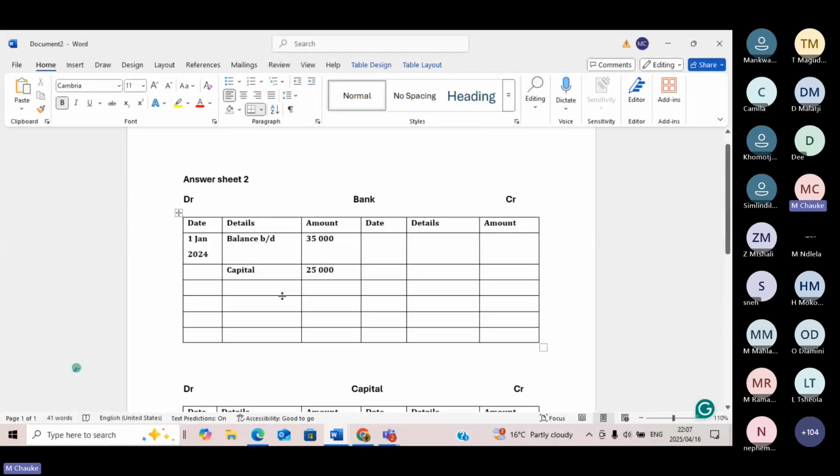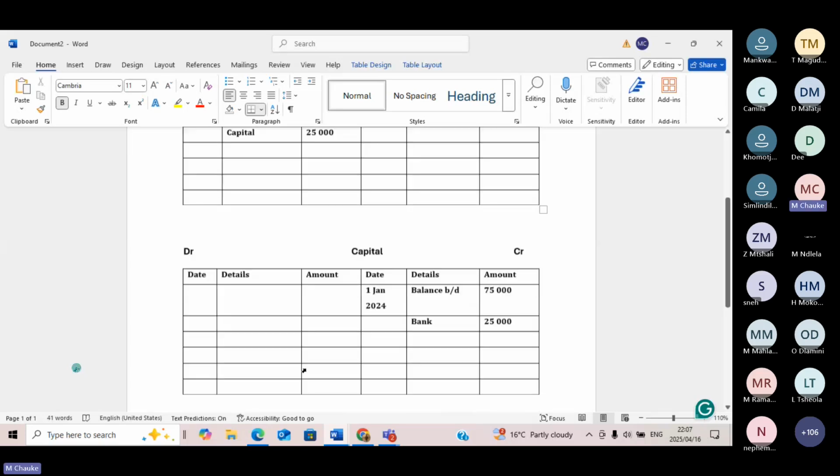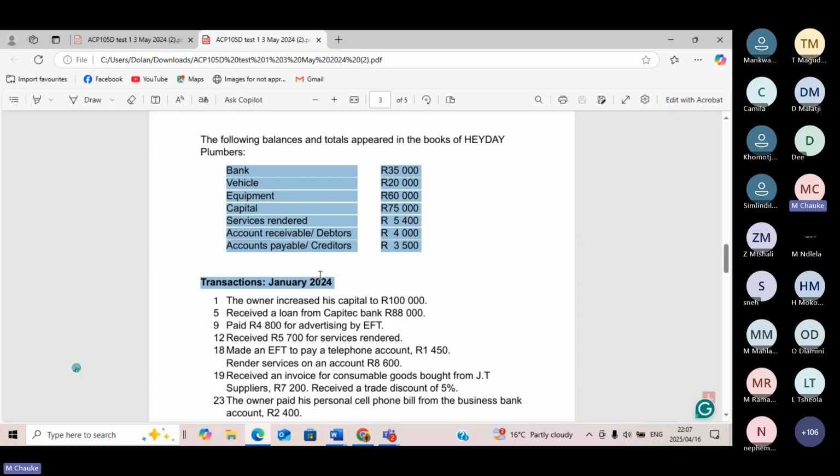Okay. And then now let's go to the next transaction. The next transaction says received a loan from Capitec Bank, 8,000. So when you receive a loan, two accounts are affected, going to be loan and bank. You are receiving money for a loan. Two accounts affected, bank and loan.